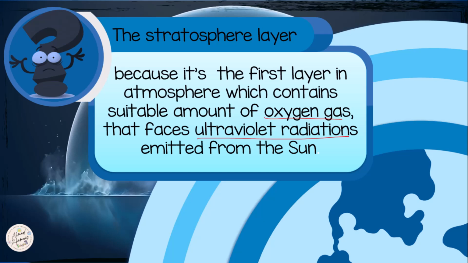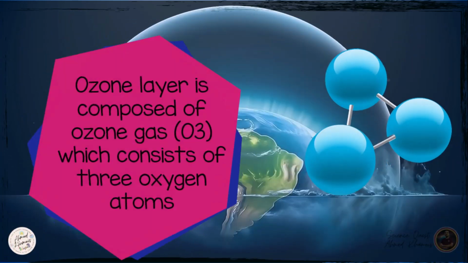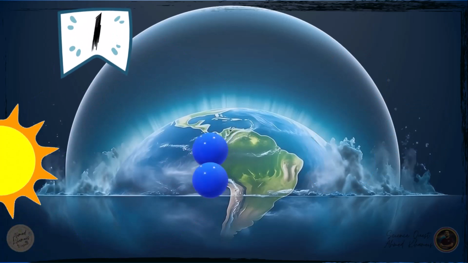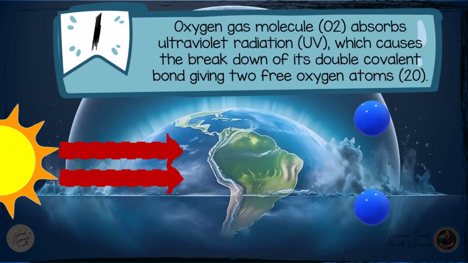So why is it important for the oxygen to face the ultraviolet radiation to form the ozone layer? Let's look at the structure and formation of the ozone layer, where the ozone molecule is composed of 3 oxygen atoms. In the first step, the oxygen gas molecule absorbs ultraviolet radiation, which causes the breakdown of its double covalent bond to give 2 free oxygen atoms.